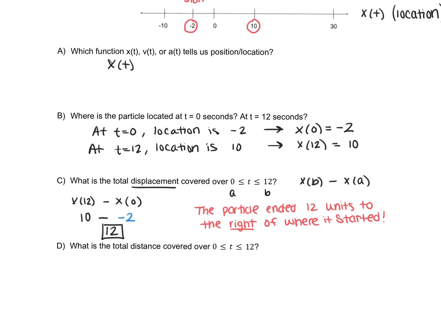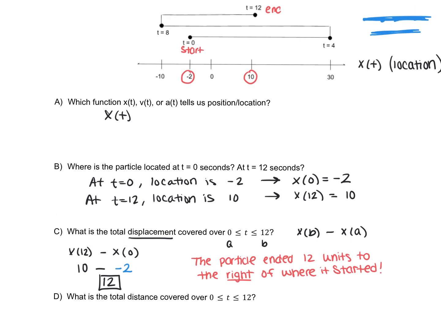Now, the last part is, what is the total distance covered over this interval? In order to find the distance, we actually have to add up all of these segments separately. Otherwise, there's no way to do it, right? We have to just break it down. So what's the distance from time equals 0 to time equals 4? Well, I started at -2 and I wound up at 30. So again, use 0 as your marker. From -2 to 0 is 2 units, and from 0 to 30 is another 30. So this distance here is 32.